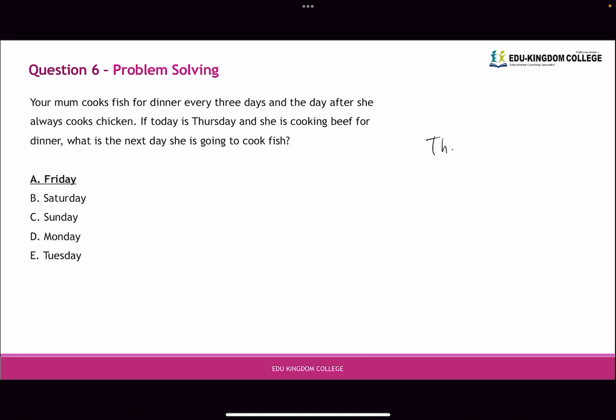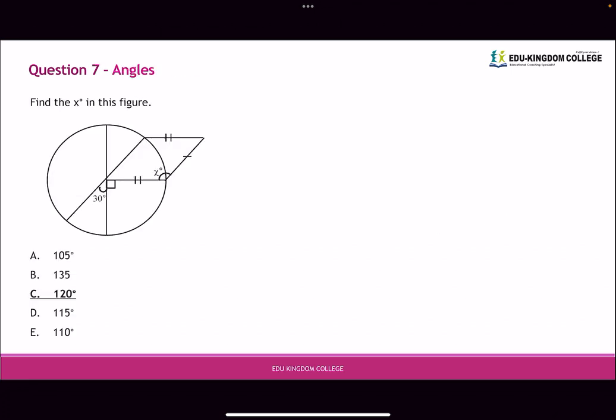So Thursday is beef. Wednesday can't be fish, so it must be chicken, and so Tuesday must have been fish, if she cooked chicken on Wednesday. So she always cooks chicken after fish, which means that 1, 2, 3, Friday must be fish again, because it's the third day over, so it should be a Friday.